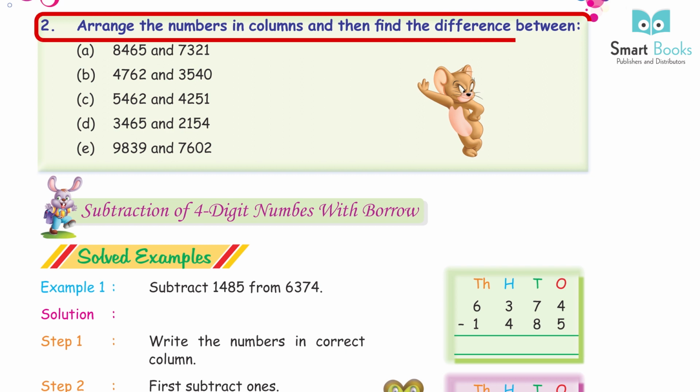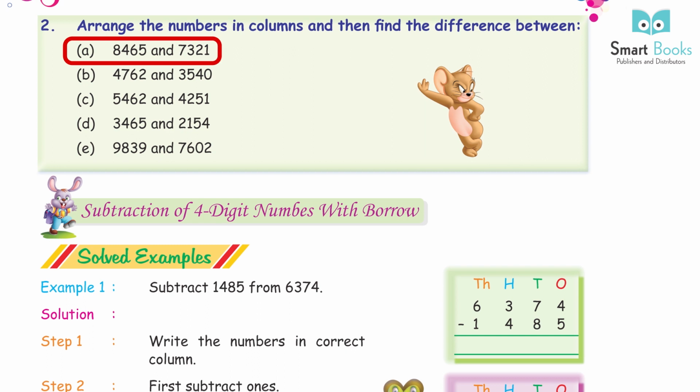2. Arrange the numbers in column and then find the difference between A. 8,465 and 7,321. Answer 1,144. B. 4,762 and 3,540. Answer 1,222. C. 5,462 and 4,251. Answer 1,211.